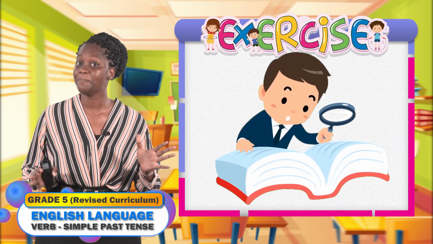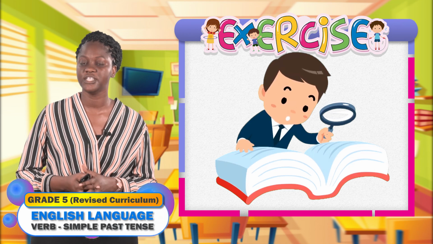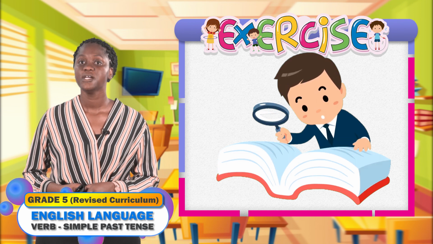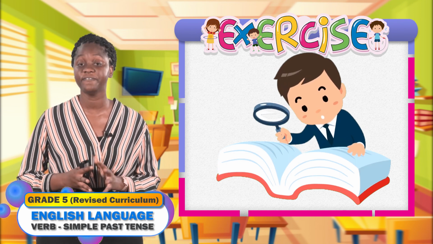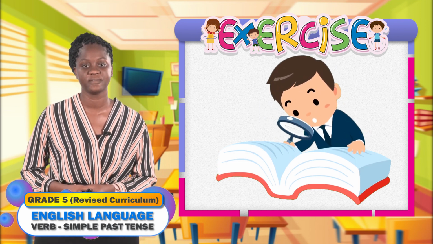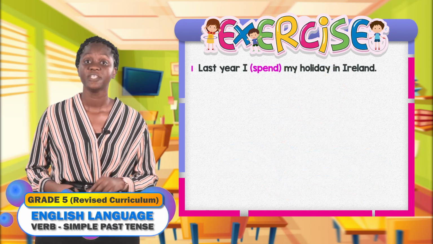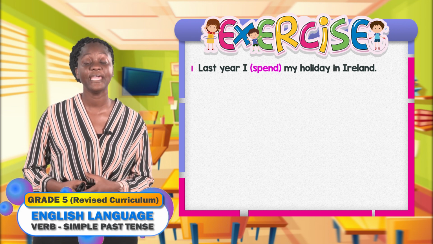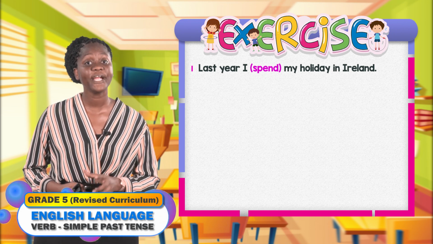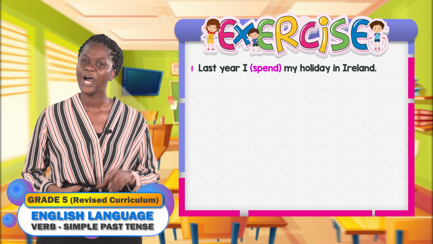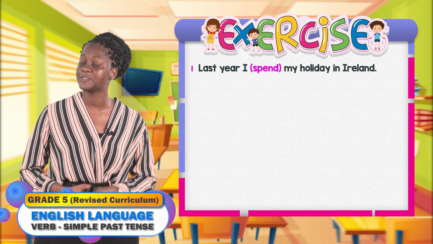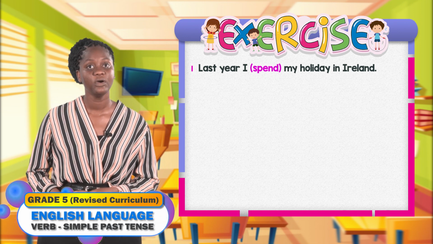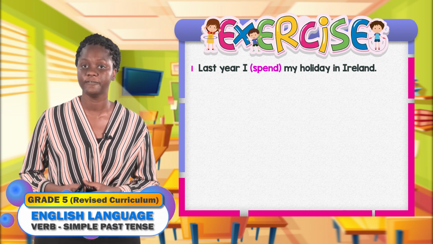So, let's make an attempt to apply our knowledge to this exercise. Using past tense, let's insert the correct form of the verb in brackets. The first sentence reads, last year, I something my holiday in Barbados. The word in brackets is spend. How do we form the past tense of spend? Is it formed regularly by adding ed, or is it an irregular verb form?